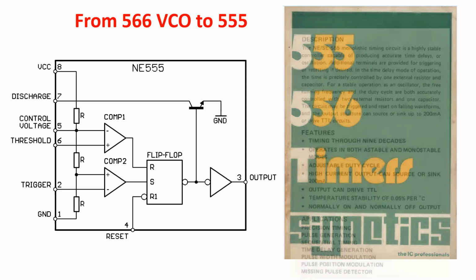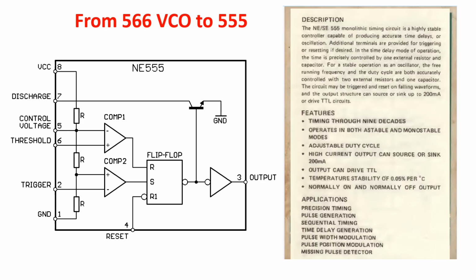According to the description in this datasheet of 1973, the 555 monolithic timing circuit is a highly stable controller capable of producing accurate time delays or oscillations. Additional terminals are provided for triggering or resetting if desired. In the time delay mode of operation, the time is precisely controlled by one external resistor and capacitor. For astable operation as an oscillator, the free running frequency and the duty cycle are both accurately controlled by two external resistors and one capacitor. The circuit may be triggered and reset on falling waveforms, and the output structure can source or sink up to 200 mA or drive TTL circuits.